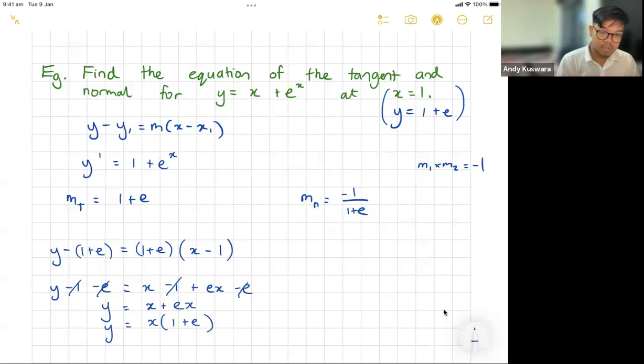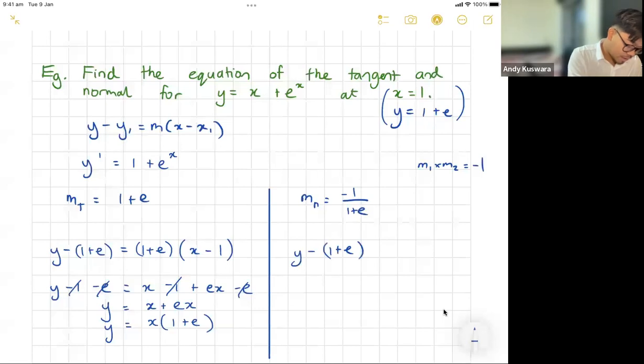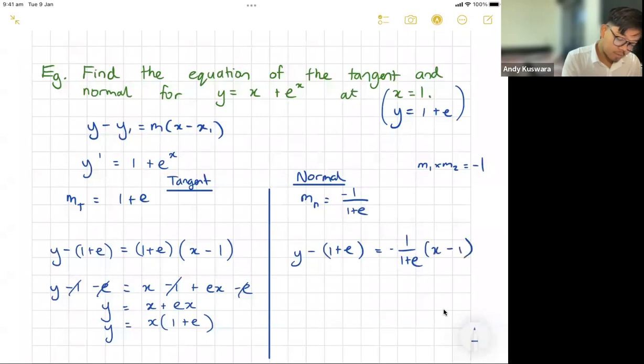And then if I was to do the same thing here for the equation of the normal, it would just be y minus y1. So same point, y minus y1. Don't forget the brackets. So I probably should clarify here that this is tangent on this side. And I'm going to find the normal on this side. So y minus y1 equals m. And this time, instead of using the 1 plus e, I'm going to use the gradient of my normal, which I found out was -1 on 1 plus e. And then it's going to be x minus 1.